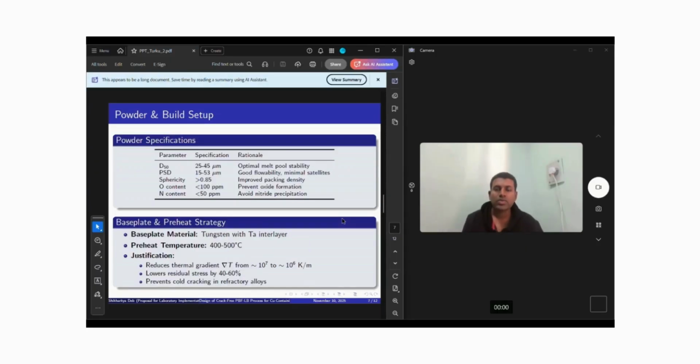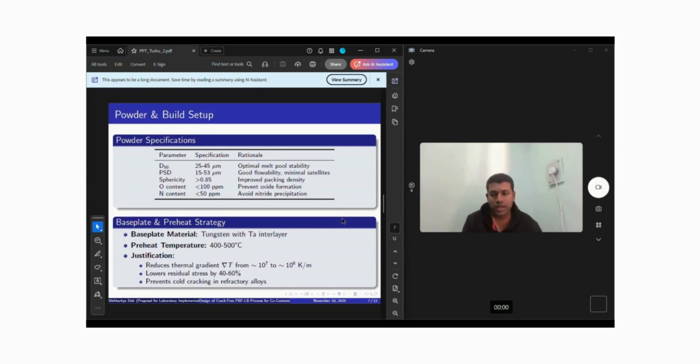Powder specifications. It includes the particle size distribution, which has to be between 25 to 45 micrometers for T50. Too small cannot be accepted because of poor flowability, oxidation risk, handling hazards, and poor spreading. It cannot be too large, like more than 60 micrometers, because of incomplete melting, rough surface finish, and poor resolution. It has to be somewhat like a Gaussian distribution, like from 15 to 53 micrometers. Mono-size powders don't pack well, like stacking marbles.